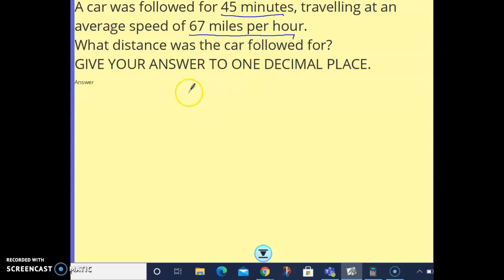Okay, so I want to change that 45 minutes. 45 minutes is 3/4 of an hour. 3/4 is 0.75. If you're not sure, you want to find what fraction of 60 it is, because there are 60 minutes in an hour. So you divide it by 60.